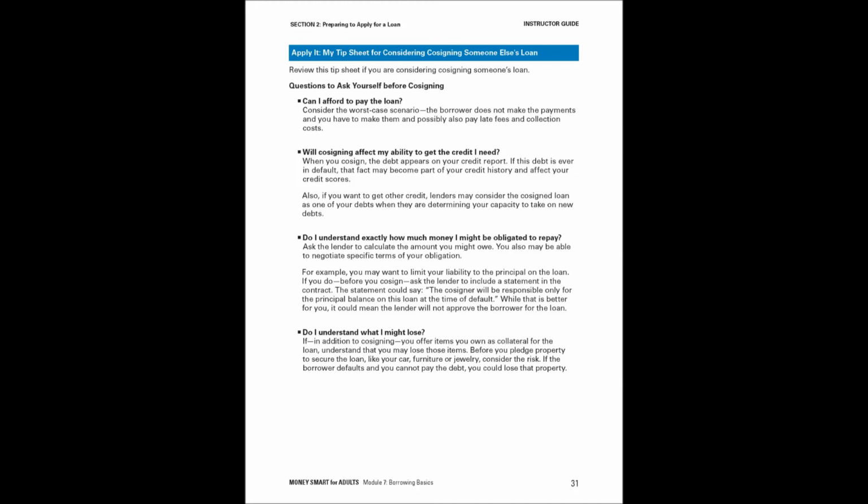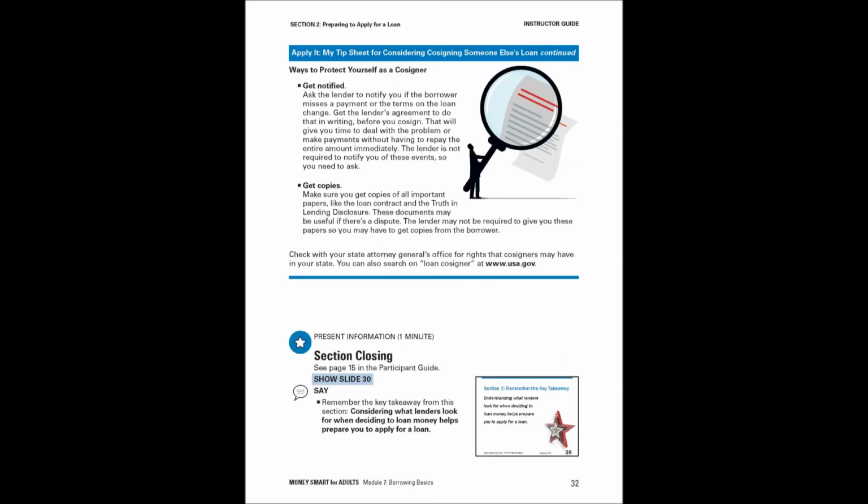The first part of the thought process is questions to ask yourself before co-signing, and then you'll see there are 4 questions there that participants can think through, and then ways to protect yourself as a co-signer, getting notified and getting copies. And so this is things that will help a participant to really consider whether or not this is something that's appropriate for them going forward.